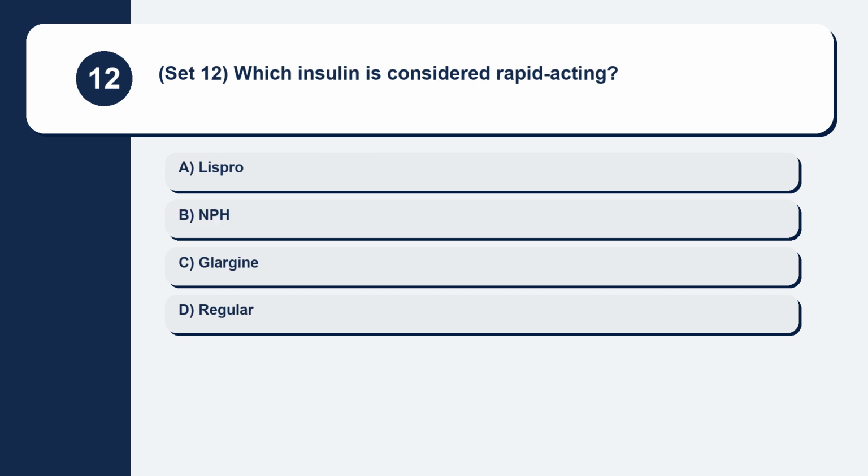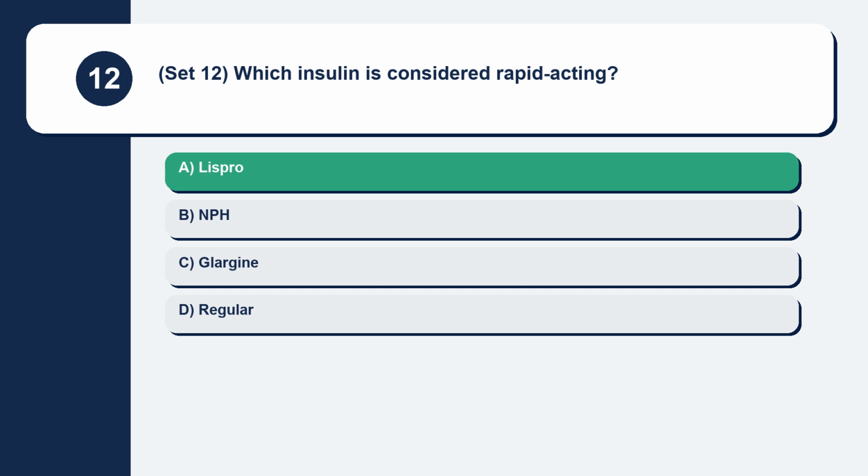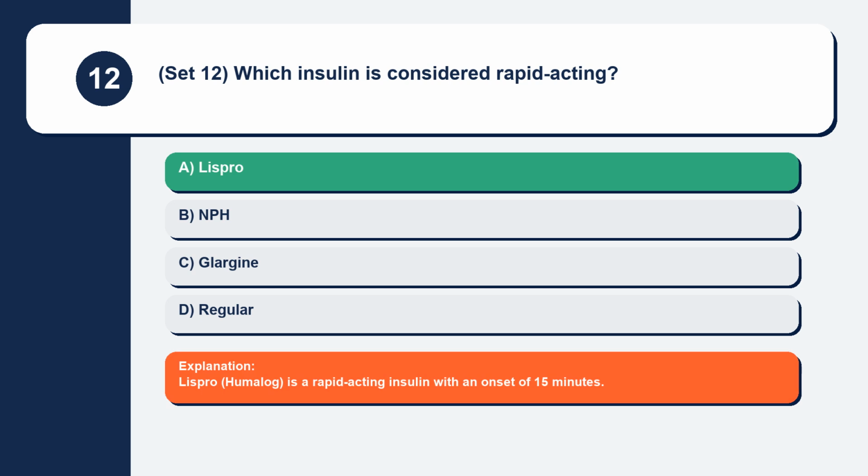Question 12. Set 12. Which insulin is considered rapid-acting? Lispro, NPH, Glargine, regular. Lispro, Humalog, is a rapid-acting insulin with an onset of 15 minutes.